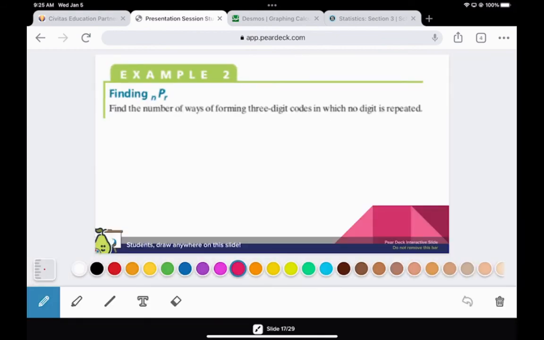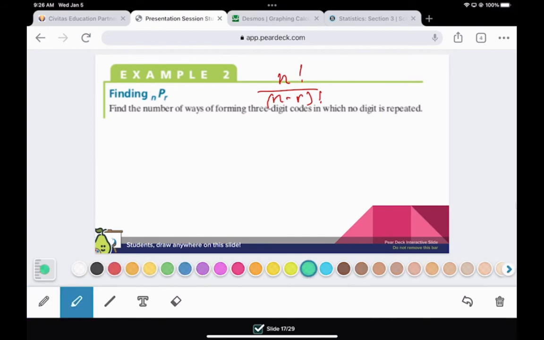All right. So let's look at this word problem. In here, they tell you find n permutation r. So as soon as you see this, you know this is the formula that you're going to use. You have the total, and then you're going to figure out how many you take at a time. So right now I'm going to ask you, either unmute or put it in the chat, when I'm asking the questions. In here, it says find the number of ways of forming a 3-digit code.